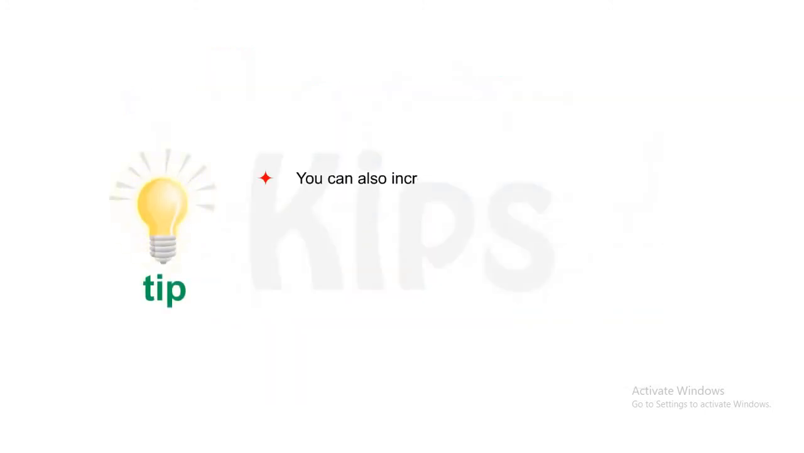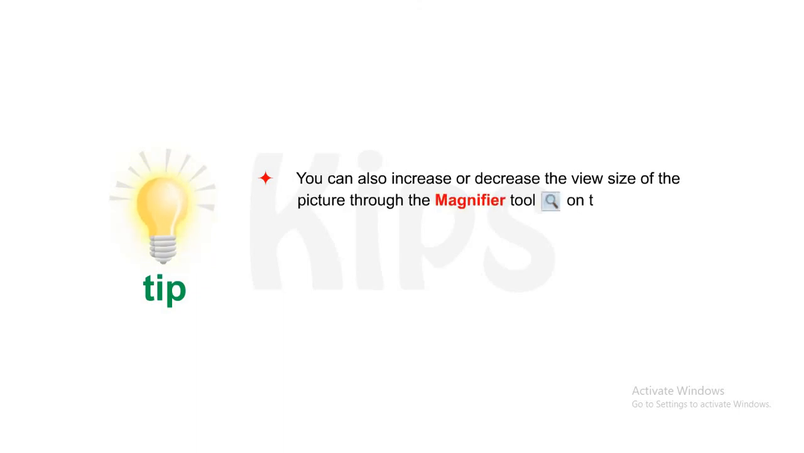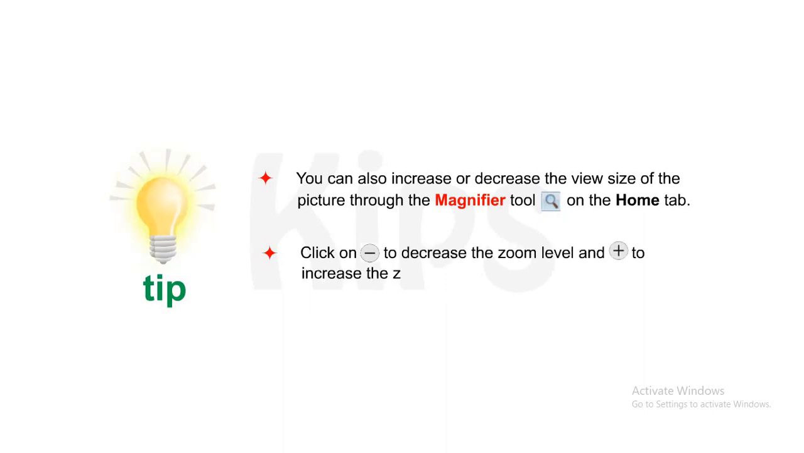Students, you can also increase or decrease the view size of the picture through the magnifier tool on the Home tab. Click on minus button to decrease the zoom level and plus button to increase the zoom level on the zoom slider bar on the status bar.